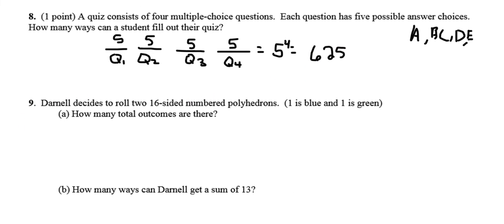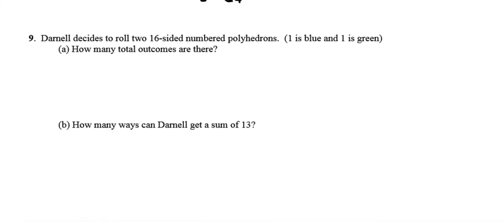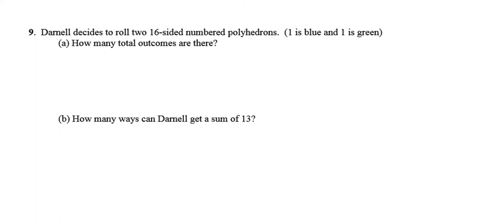Okay, Darnell decides to roll 2 16-sided polyhedrons. I guess they're funky dice. I put this on here just to make you think of 2 separate dice. Just pretend one's blue, one's green. So you can have a blue number 1 and a green number 1. How many total outcomes are there?